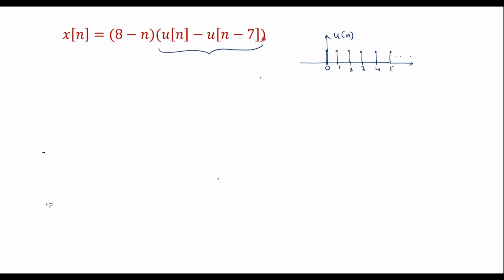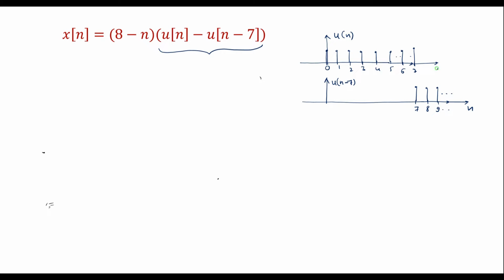So let me draw u of n minus 7. u of n minus 7 is again a unit step signal which begins at n equal to 7. That is a shifted unit step signal. So say this is 6 and say this is 7. When we think of u of n minus 7, it begins at n equal to 7. So this is 7, 8, 9 and so on. Here the signal begins. For n less than 7, the value is 0. This will be continued till infinity.